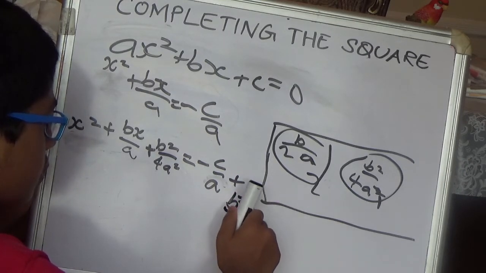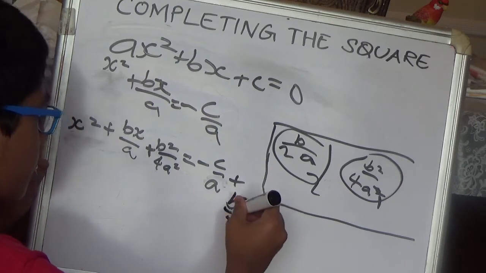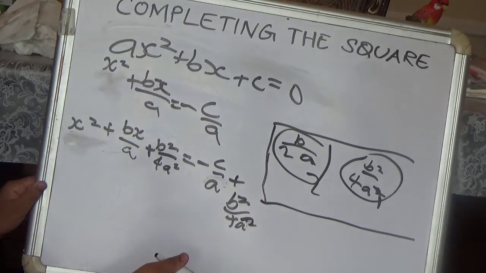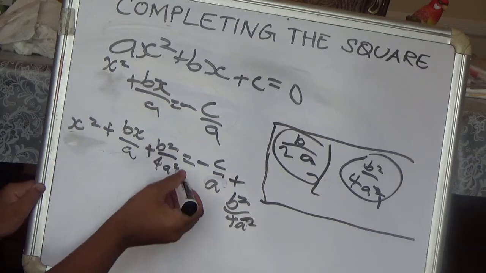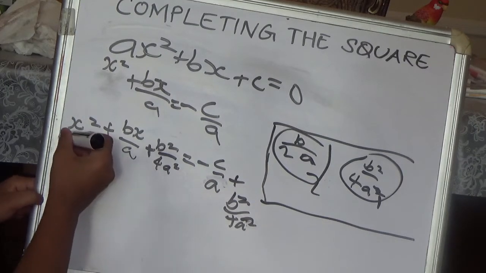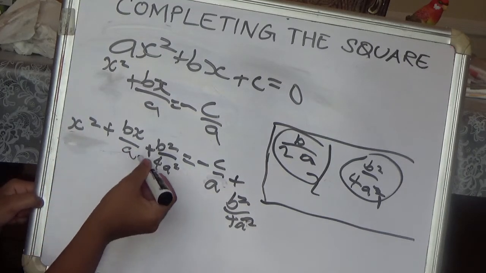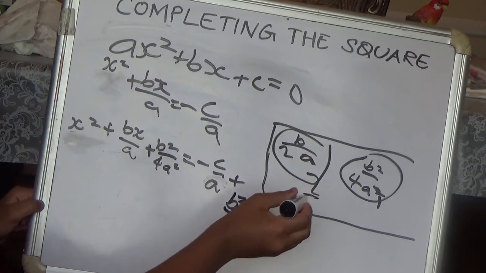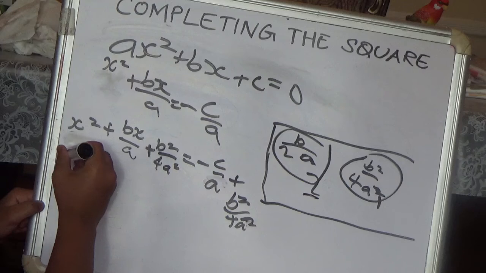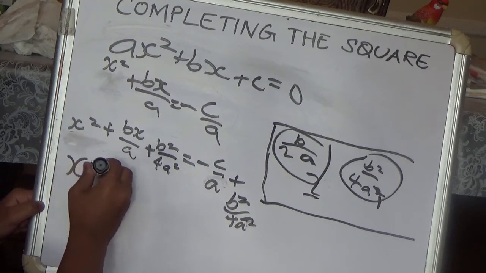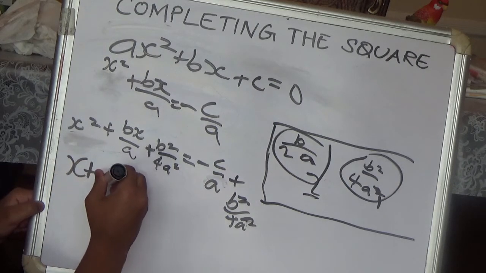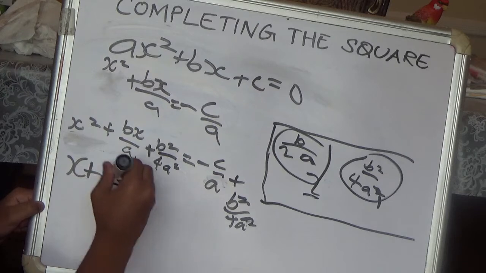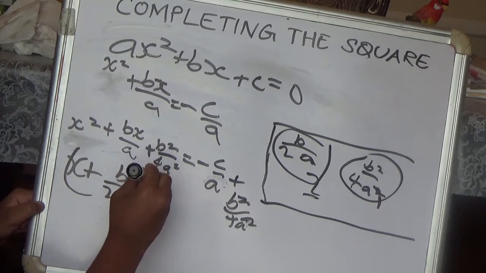Okay. Now what we're going to do is convert this into a nice simple square using our second box term, or circle term, whatever. So that'll be x plus b over 2a whole squared.